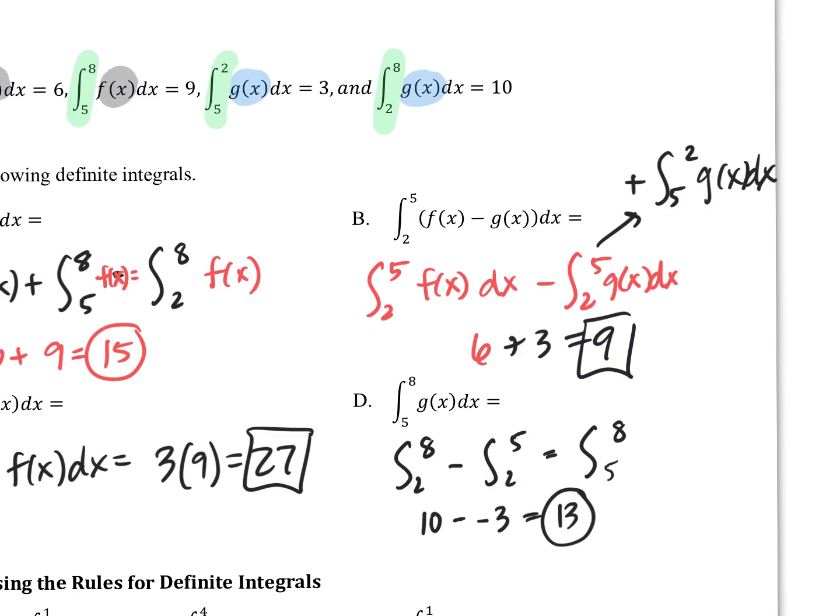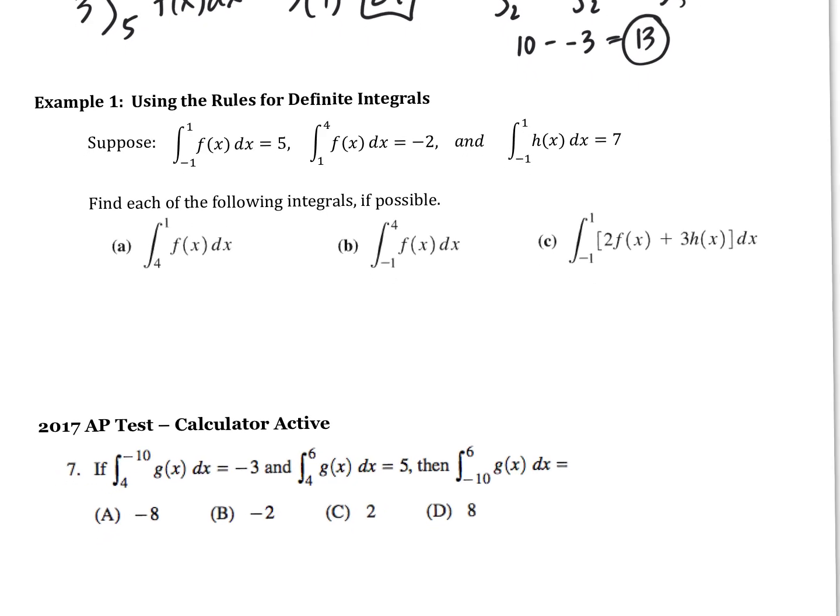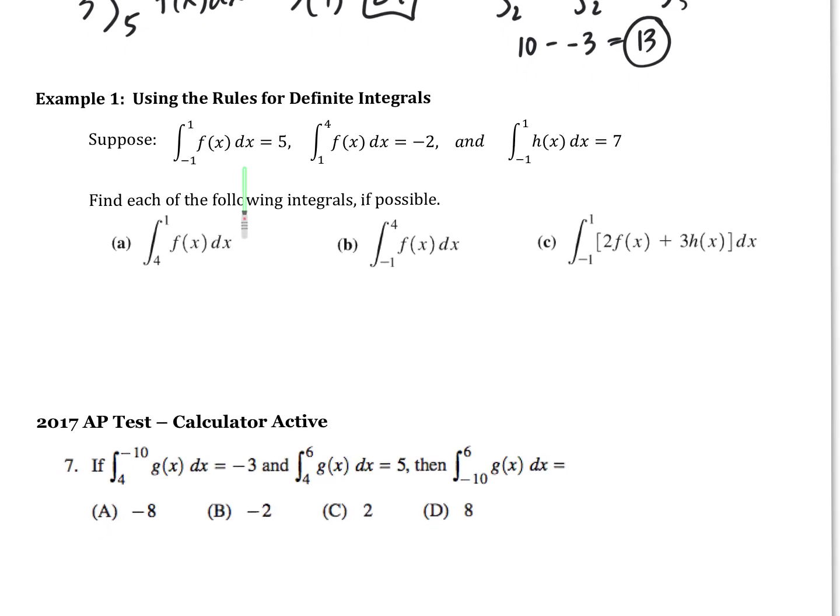Whew. Let's practice it again, and then we'll see how AP is going to ask this stuff. This one's from AP Classroom. Area from 4 to 1 of F. Anyone have any ideas? Positive 2. So good. This was negative 2, but my bounds were switched, so it's just going to be 2. Love it. Negative 1 to 4 of F.